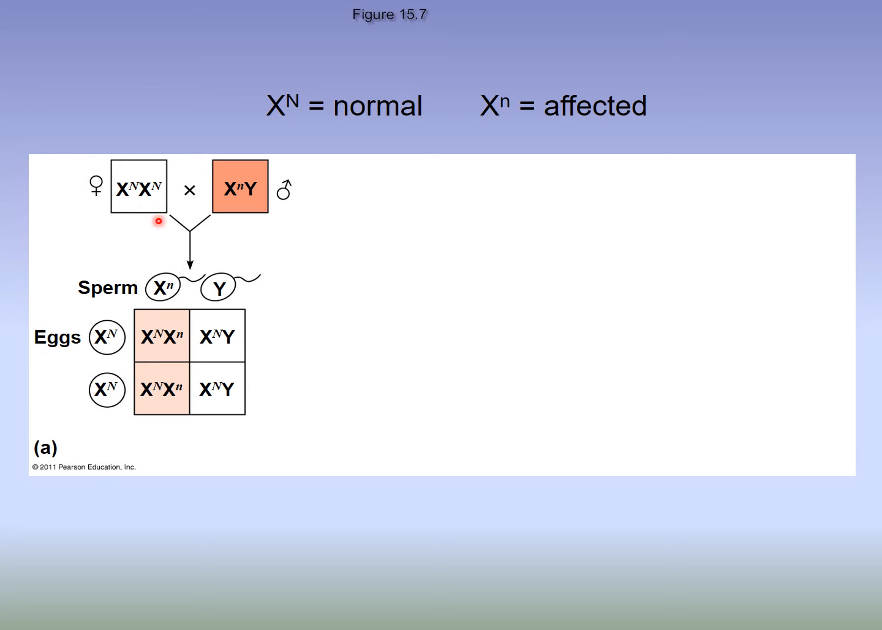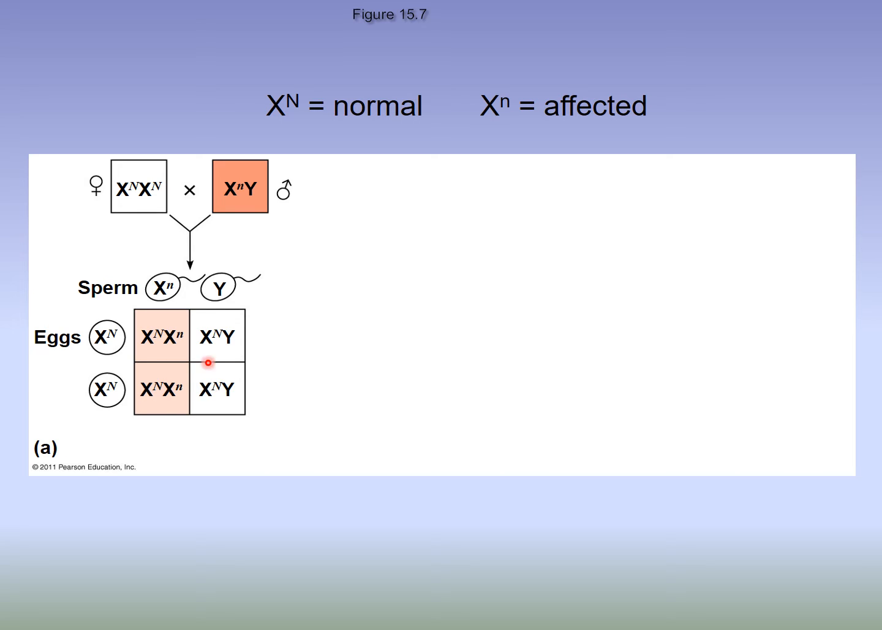Here we have a female with two normal alleles, and a male that's affected, so his box is shaded if we put this in a pedigree. In this cross, you bring down the X's across here, bring down the Y's, and the X's across here. We can see that this cross results in 100% of the females being carriers. They're carriers because they're heterozygous, so you could call them heterozygous, and you could call them carriers.